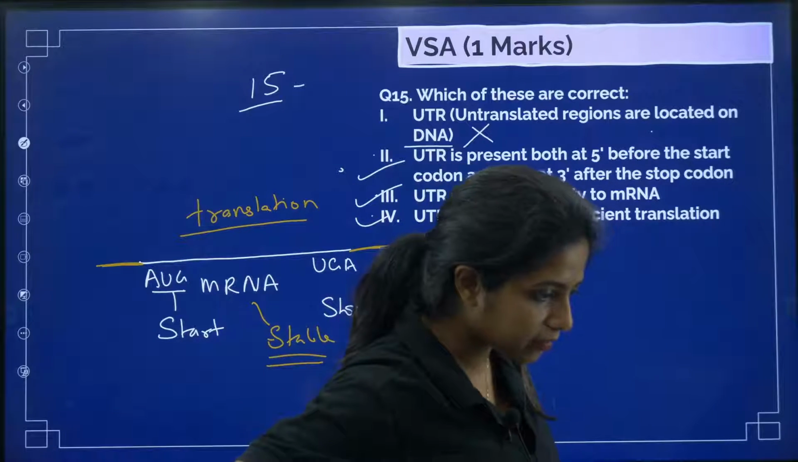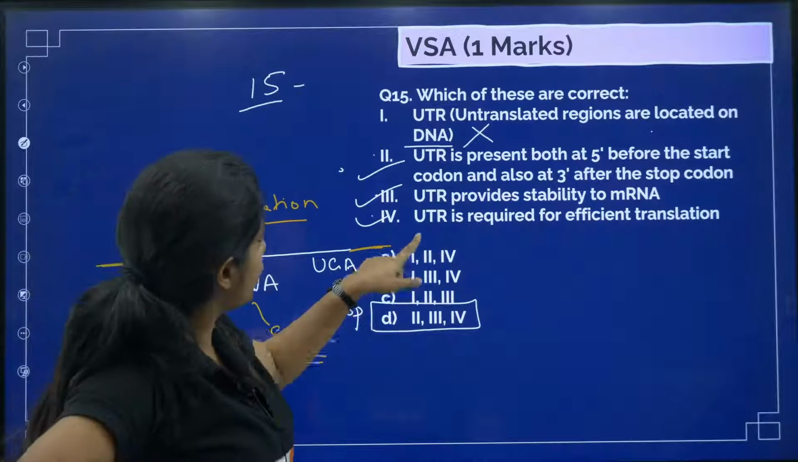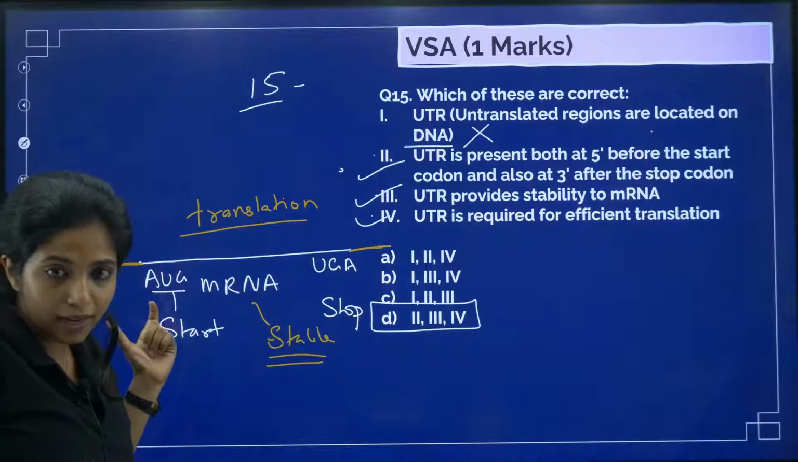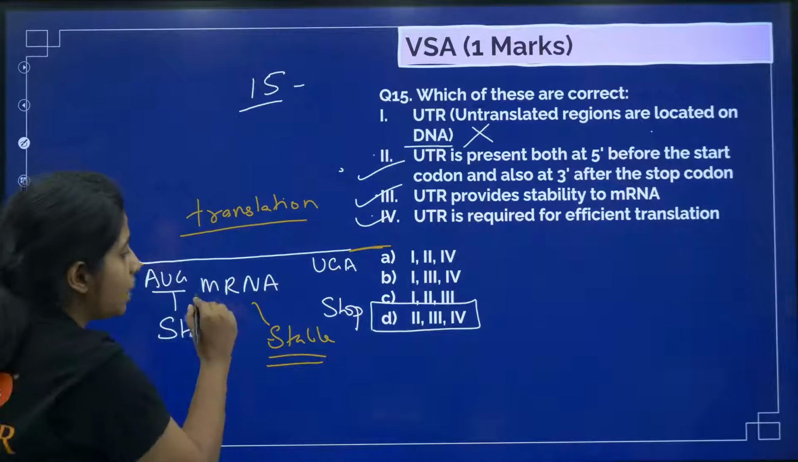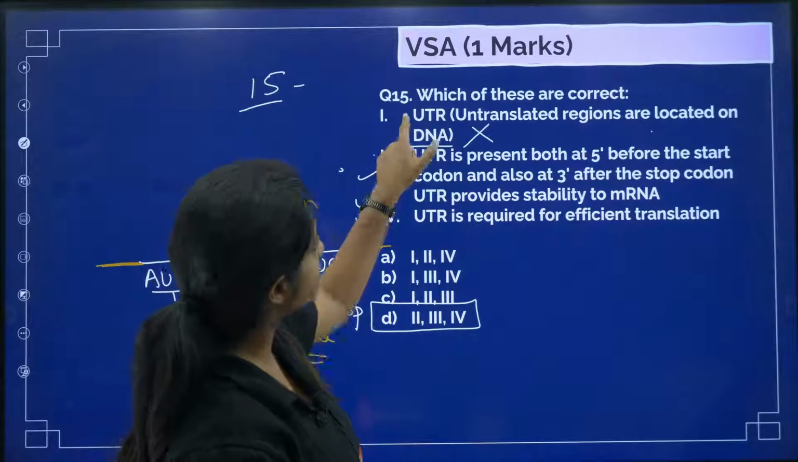How is it 15A? Tell me. A means 1, 2 and 4 is correct. But I told you, untranslated regions are going to help with the initiation of translation. They are going to make the mRNA stable. They are present at both ends. So how is it correct?